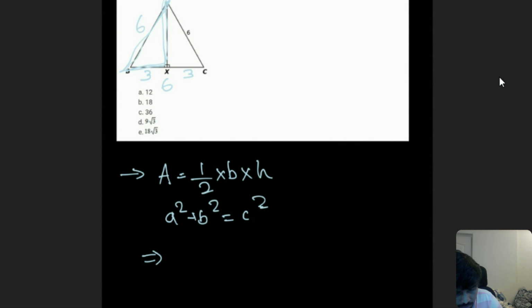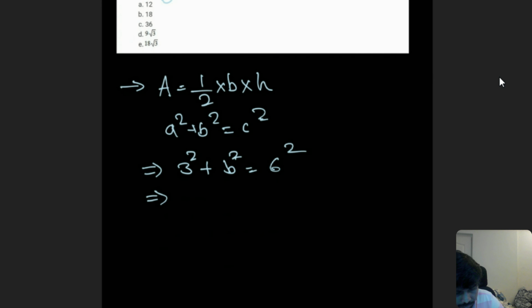Okay, so a should be 3. Correct. And b should be the height of the triangle. Okay, b is our height. So c should be 6. Right. So now you can write the equation. 3 squared plus b squared equals 6 squared. Does that make sense? Yeah.